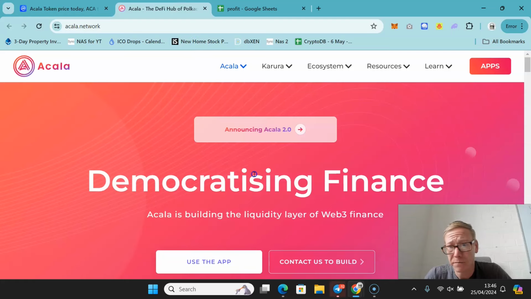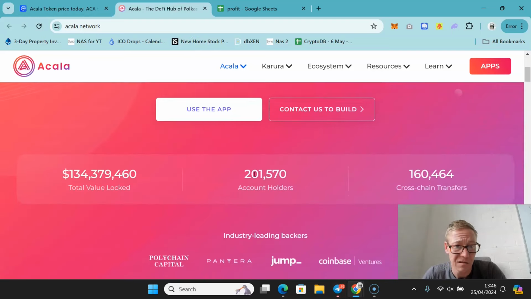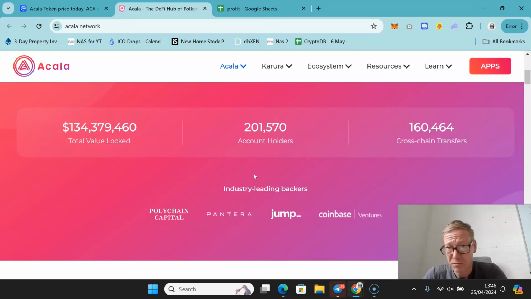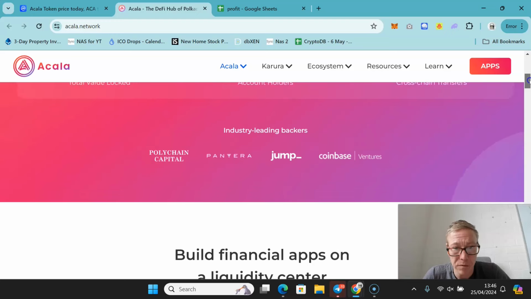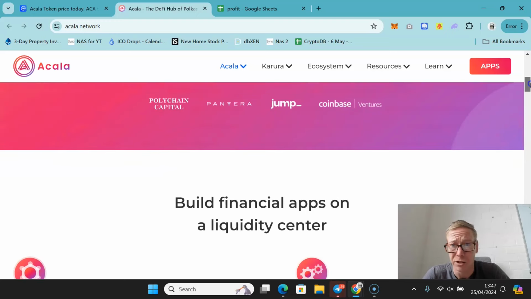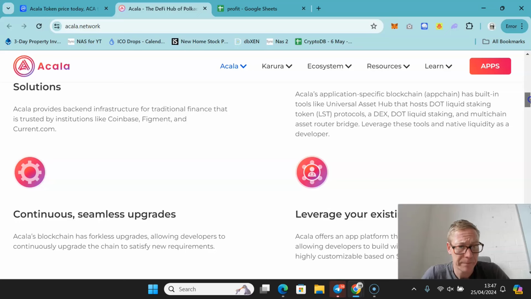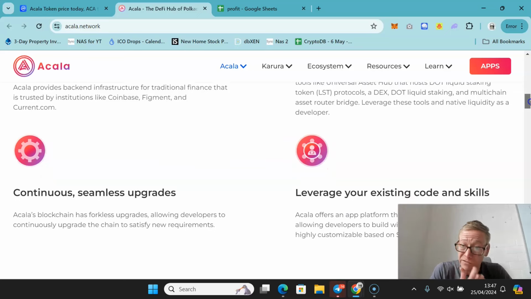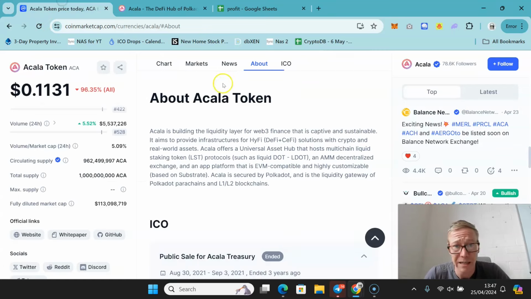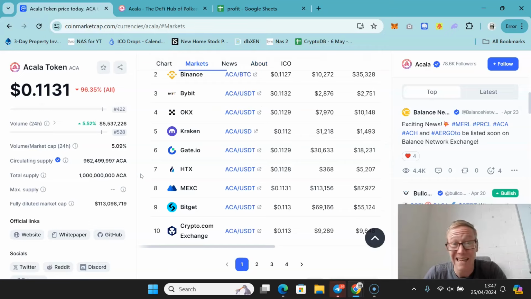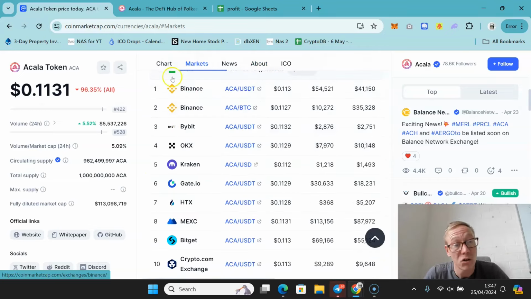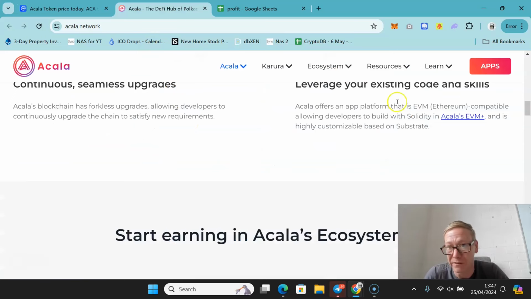DeFi hub of Polkadot. Now, the problem is, while there are a couple hundred thousand account holders, we're not actually seeing tons of activity. It's backed by good names as well: Polychain, Pantera, Jump, and Coinbase. There's a reason those kinds of places trust it or back it. It's on Binance, on all the big exchanges, except Coinbase. So that's one thing that could get that Coinbase listing, which would give it the bounce.